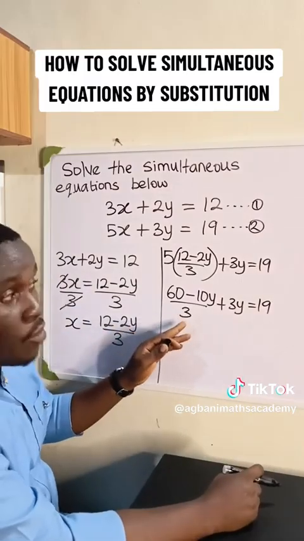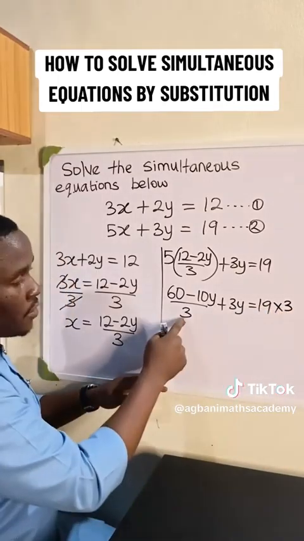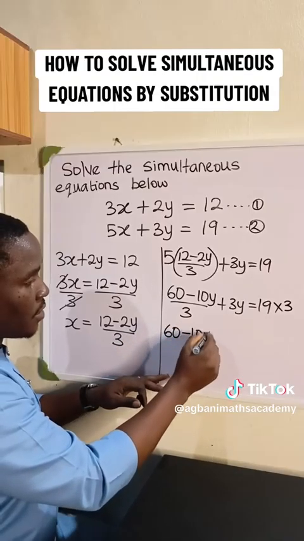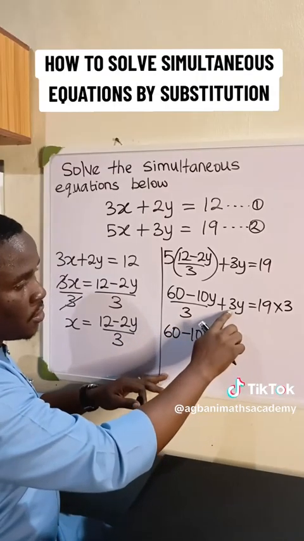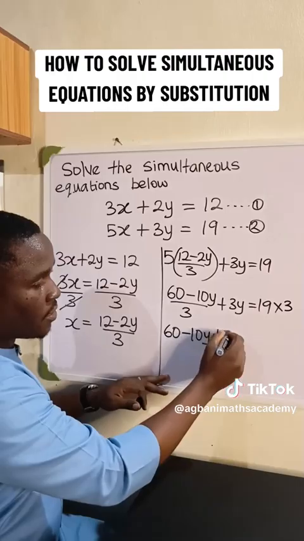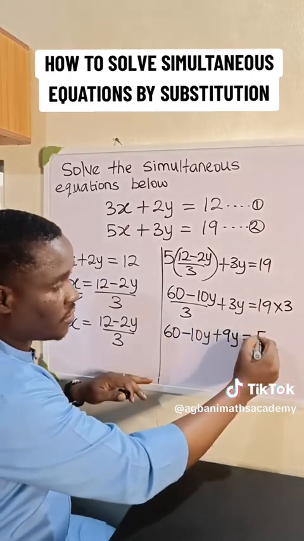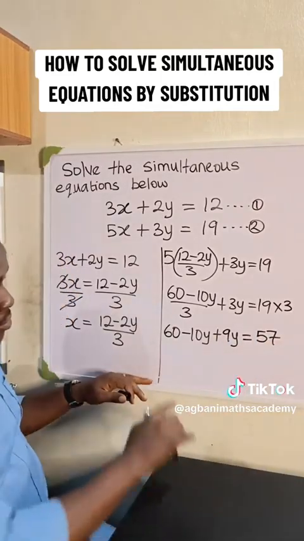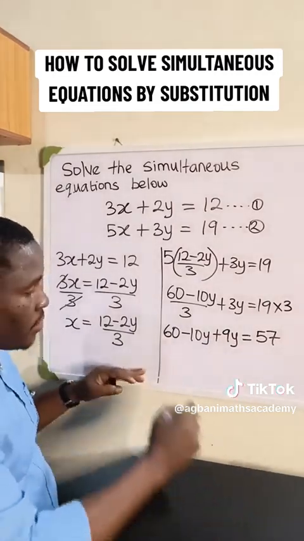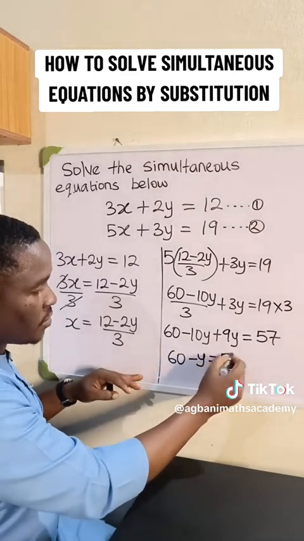To eliminate this denominator, we multiply the entire equation by 3. So 3 is going to cancel out 3. We're going to have 60 minus 10y plus, here 3y is going to multiply 3, so we're going to have 9y is equal to, 19 multiplied by 3 is going to give us 57. Okay. So minus 10y plus 9y is going to give us minus y. So 60 minus y is equal to 57.